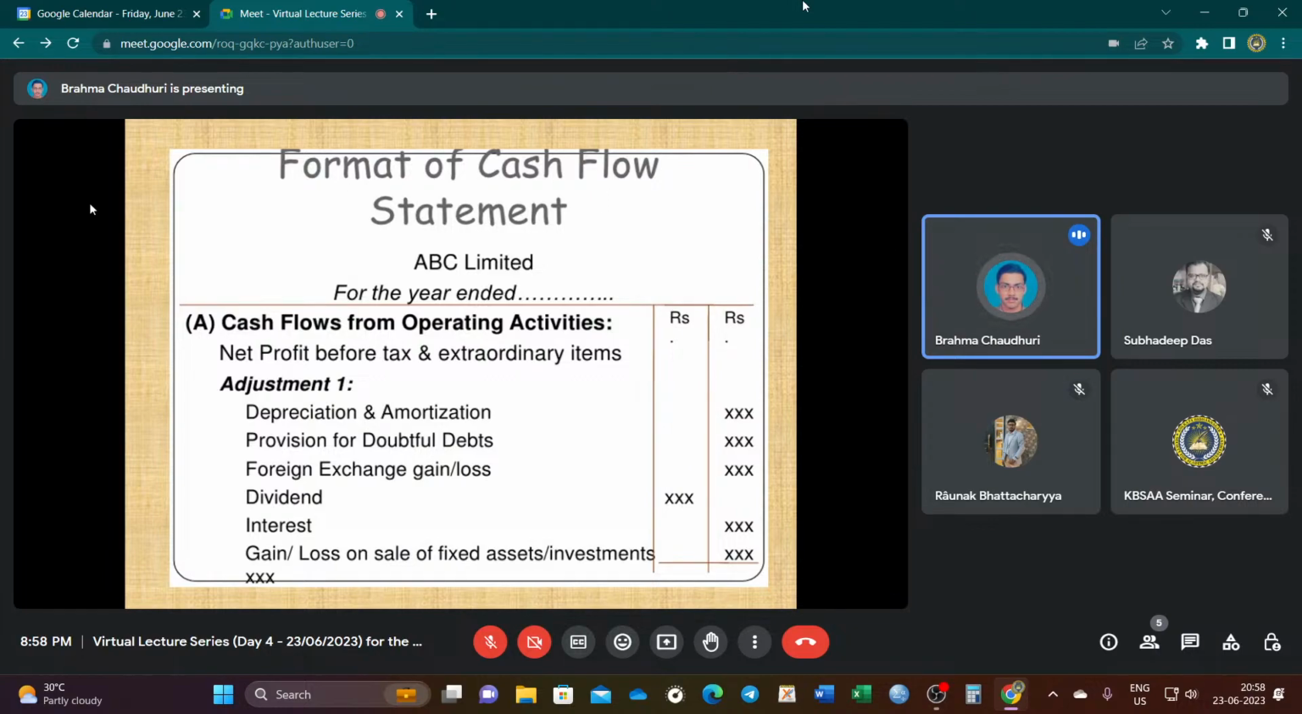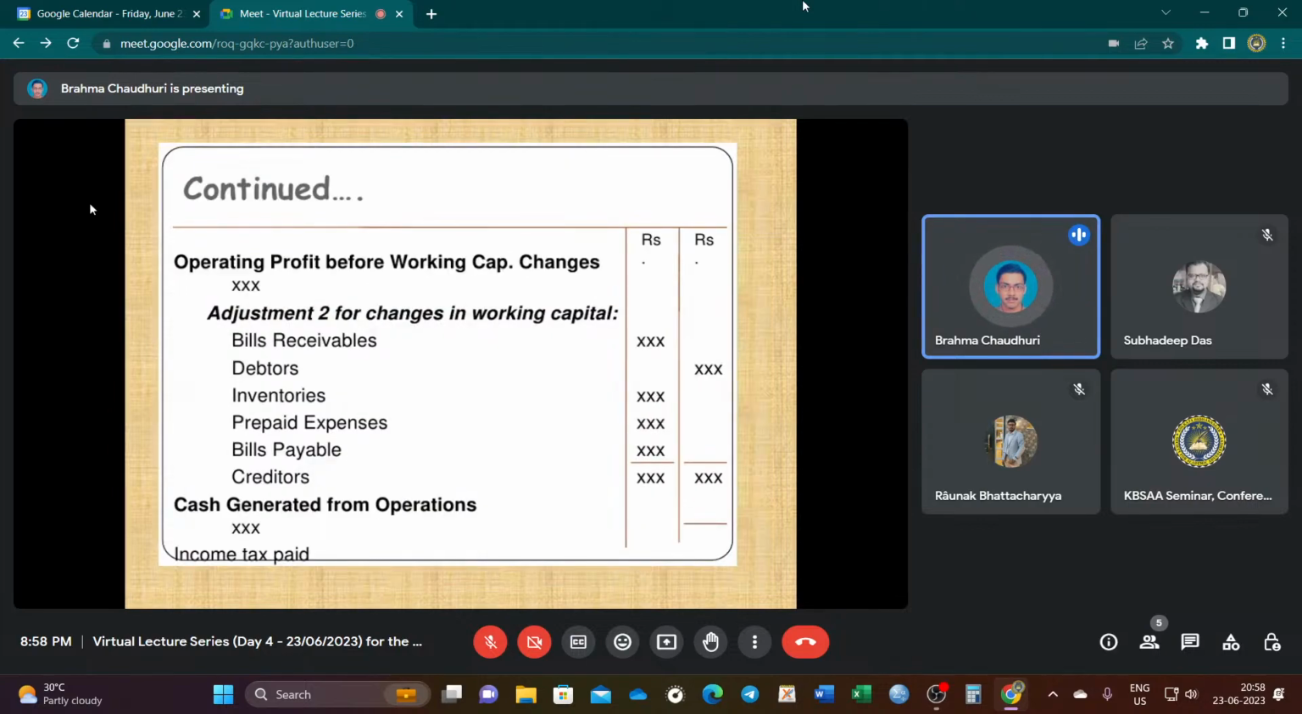So adjustments like depreciation and amortization, provision for doubtful debts, foreign exchange gain or loss, dividend, and interest, which actually come under the purview of the financing activities, have to be made. They have to be added or deducted as per the nature of the problem. Gains or losses, such as loss on sale of fixed assets and investments, also have to be adjusted against the net profit before tax and extraordinary items. After these adjustments, what we get is the operating profit before working capital changes.